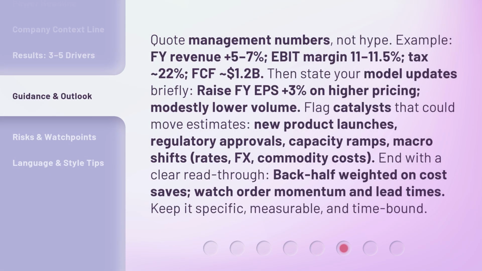Quote management numbers, not hype. Example: FY revenue +5 to 7%. EBIT margin 11 to 11.5%. Tax approximately 22%. FCF $1.2B. Then state your model updates briefly. Raise FY EPS +3% on higher pricing. Modestly lower volume. Flag catalysts that could move estimates: new product launches, regulatory approvals, capacity ramps, macro shifts, rates, FX, commodity costs.